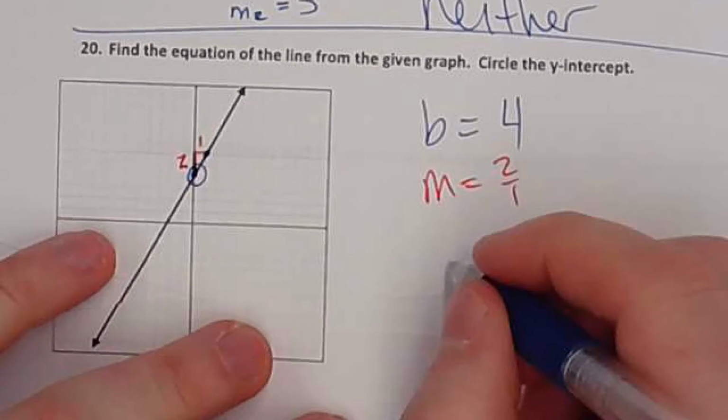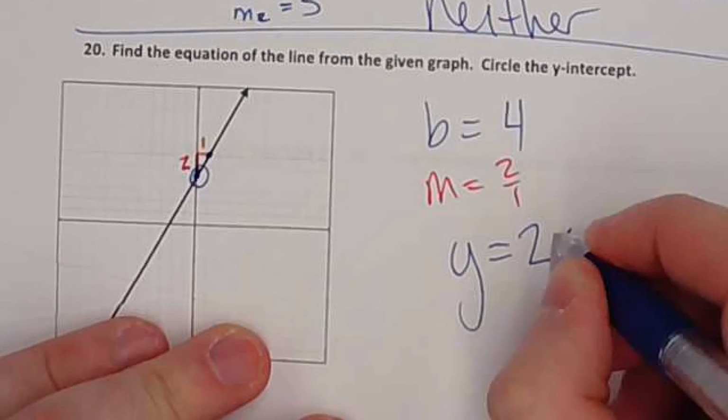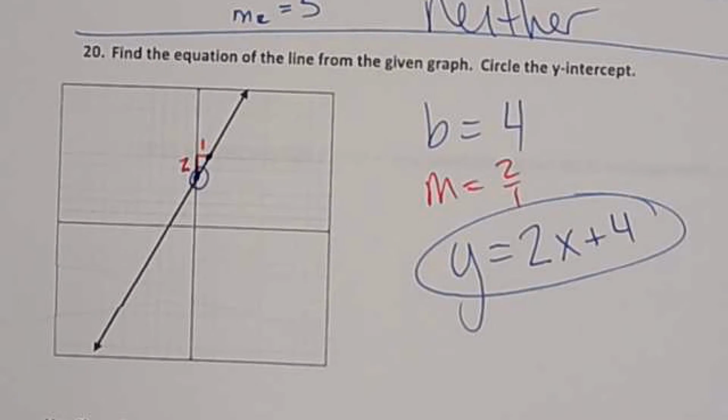It says find the equation. Well, let's write the equation. It's going to be y equals mx plus b. What's our slope? 2. What's our y-intercept? 4. Bam. That's how it's done. It's easy. Easy money. Wonderful.